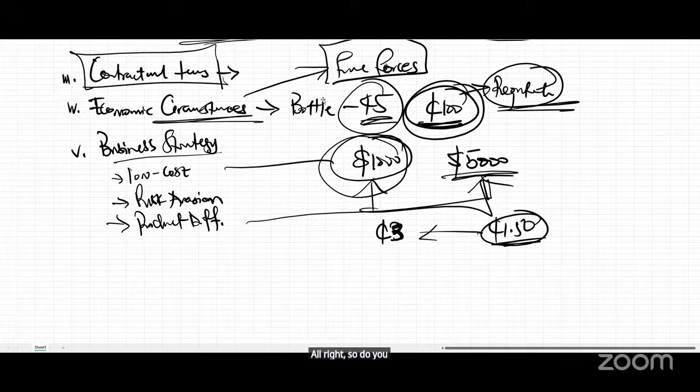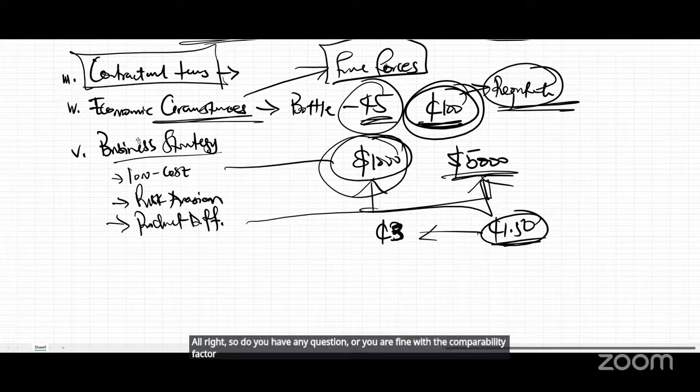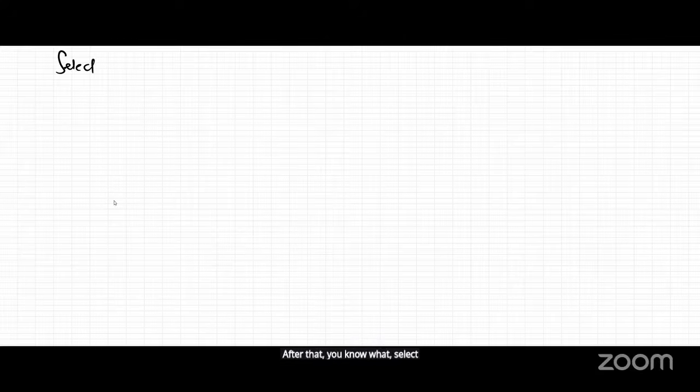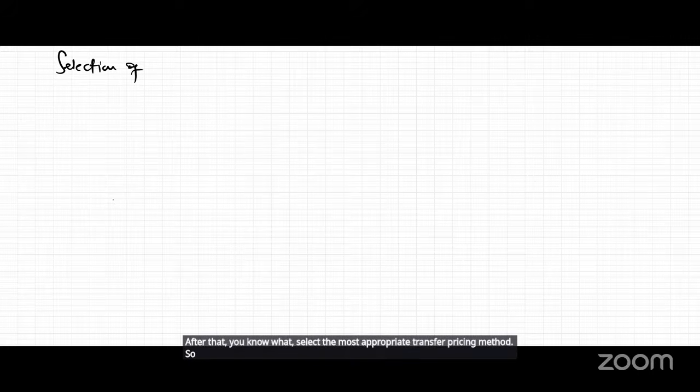All right. So do you have any question, or you are fine with the comparability factors? So in exam, yes, you create a table and then you work all of these. The ones that you don't know, put not applicable or not enough information. All right, then you are good to go. So once you have been able to do that, you now come and talk about comparability adjustment. Two things are comparable if they are similar in all material respects, or even if they are not similar, you can adjust them to make them look similar. So where there's a need for comparability adjustment, you do that. Now, after that, you select the most appropriate transfer pricing method. So, selection of the most appropriate method.